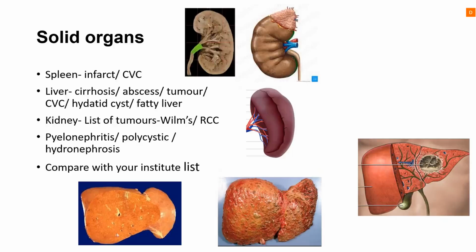And the largest of the organs will be the liver. Golden brown or yellow in a case of fatty liver. Nodules in a case of cirrhosis, and sometimes cavity or abscess. It can be amoebic or pyogenic. I would like you people to compare it with the list in your institute.